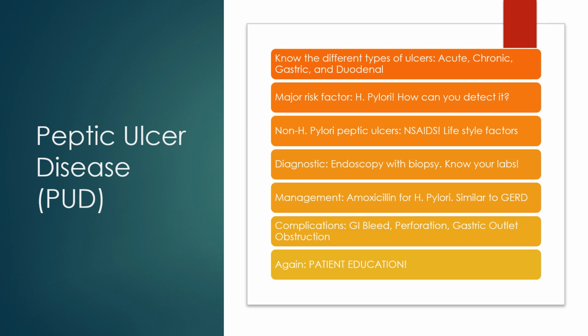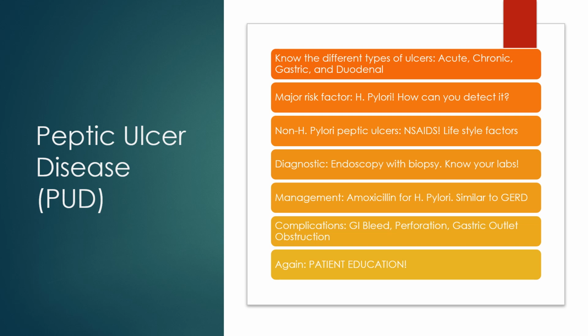Peptic ulcer disease. Know the different types of ulcers. You have acute, you have chronic, you have gastric, and duodenal. Look at the different factors of what, when a patient eats and they don't have any kind of distress until 2 hours after they eat, which kind of ulcer is that going to be? The major risk factor is H. pylori. How can you detect it?